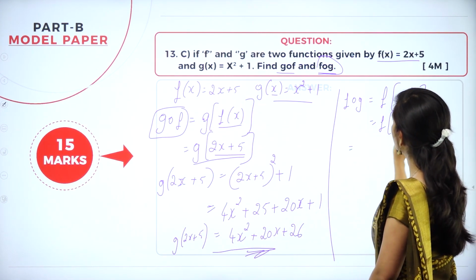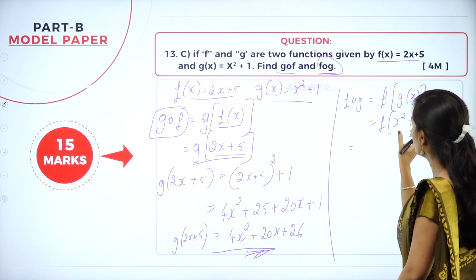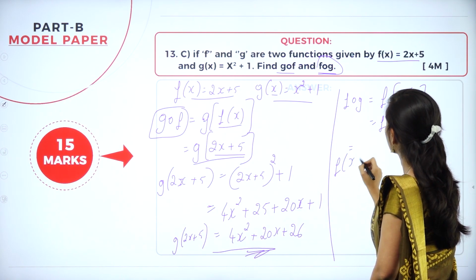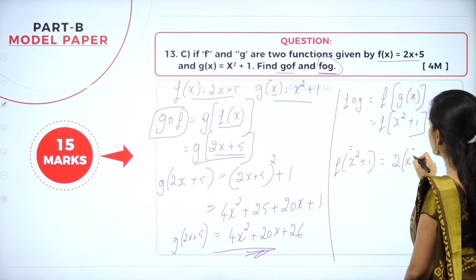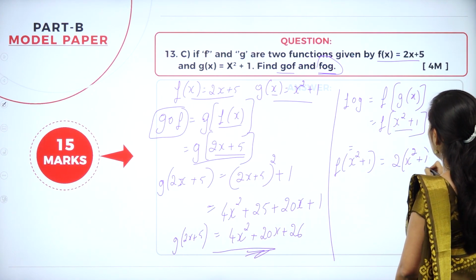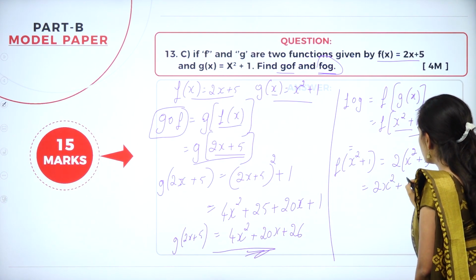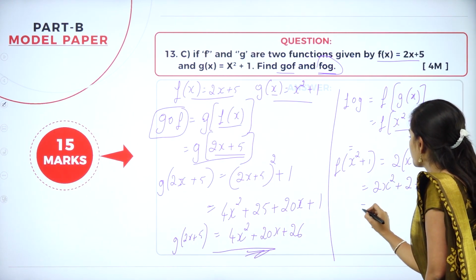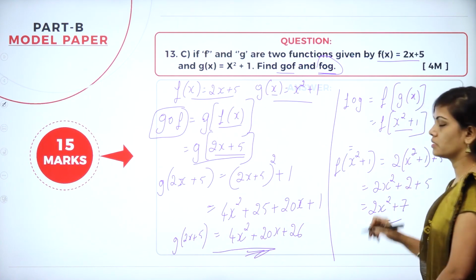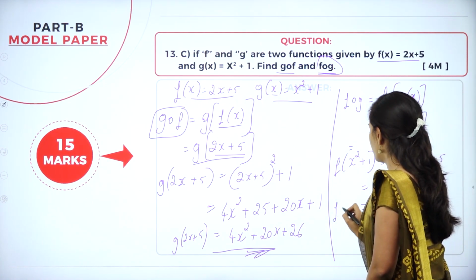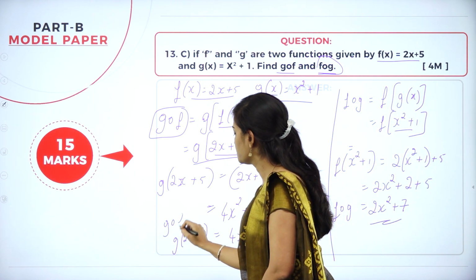Now this is in the form of f of x, so I'll substitute the value of f of x. F of x is equal to what? 2x plus 5. Now f of x square plus 1 is equal to 2 into x square plus 1, plus 5. So 2x square plus 2 plus 5, it is 2x square plus 7, that is the answer. Clear? This is f of g and this is g of f.